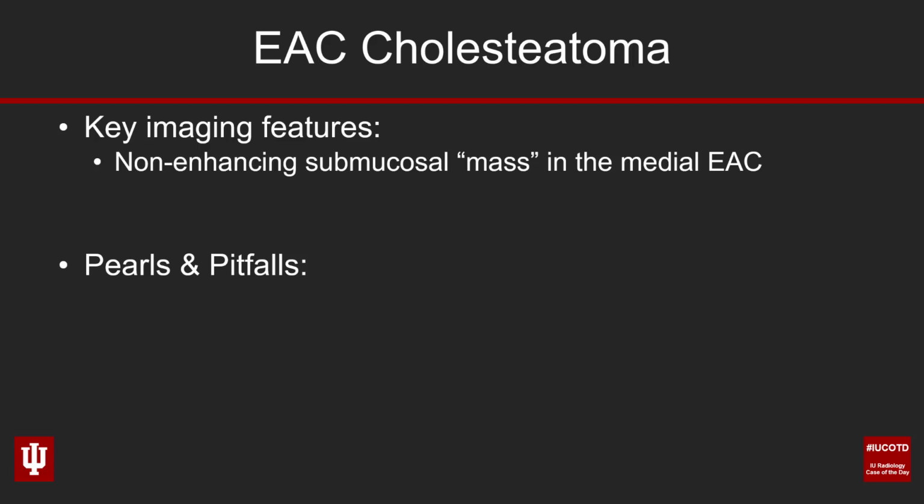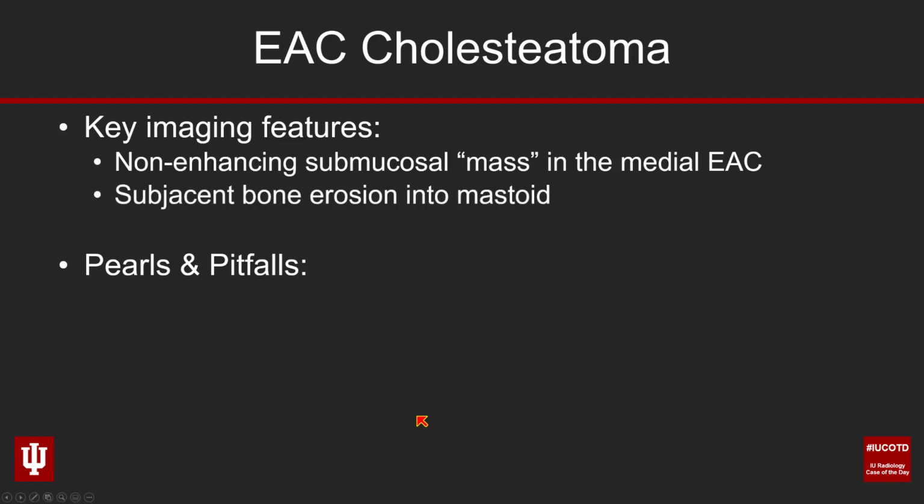The key imaging features that we showed in this case, this was a non-enhancing submucosal mass, and it's a mass, as I said before, it occupies space, but it's non-neoplastic. This is a non-enhancing submucosal mass in the medial external auditory canal. We had subjacent bone erosion and even transosseous extension into the mastoid in this case, and then that hallmark reduced diffusivity light bulb bright appearance on the non-echoplanar diffusion sequence.